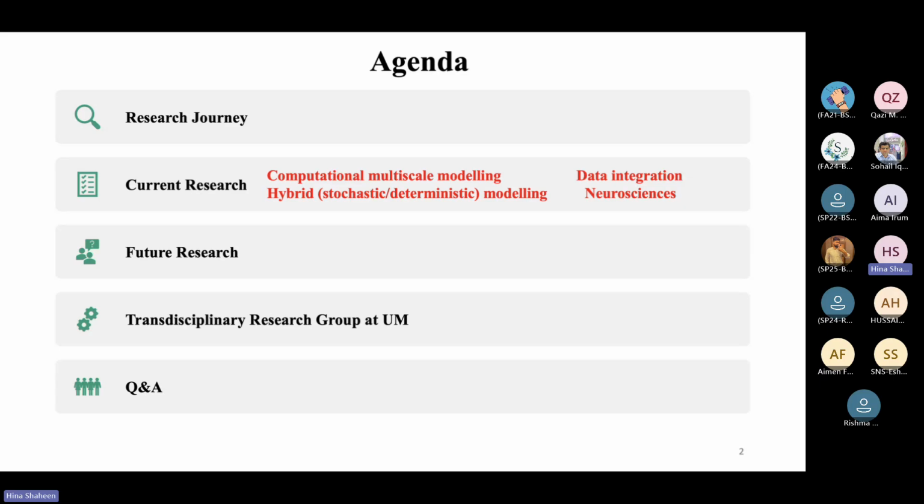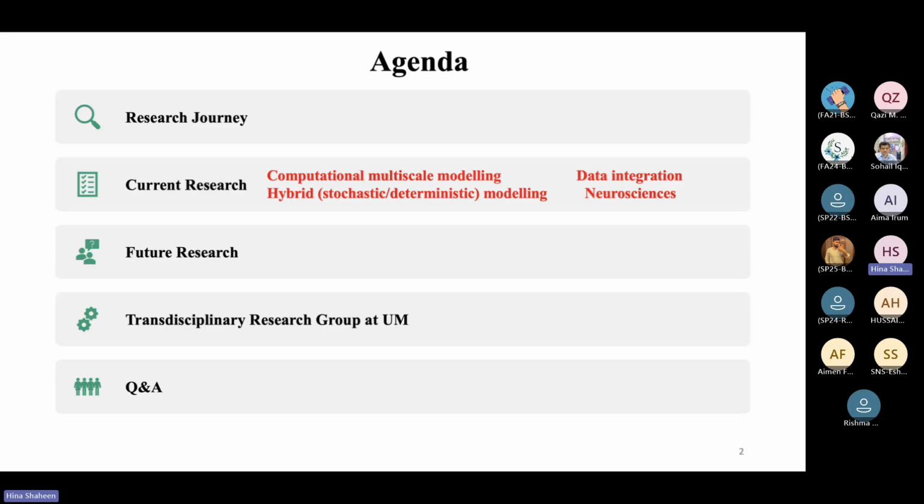We have also been working on hybrid, that is stochastic or deterministic, modeling approaches to integrate data from different imaging modalities, such as neuroimaging scans of the human brain, PET and MRI scans of neurodegenerative disorders, such as Alzheimer's disease, Parkinson's disease, and cortical spreading depression. My focus is on neurodegenerative disorders and brain diseases, which all fall under the umbrella of neurosciences.